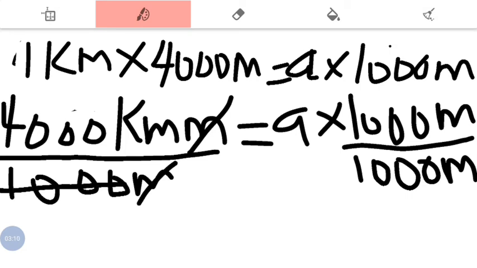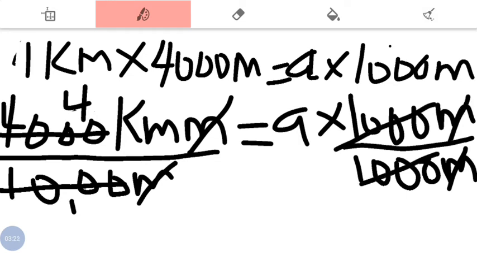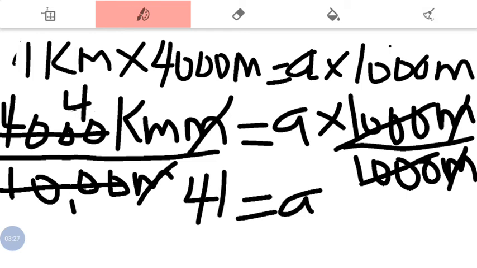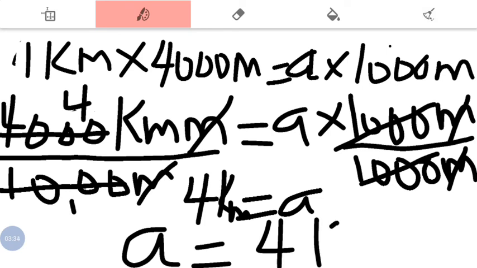1,000 in 1,000 you have 1, and your 1,000 in 4,000 you have 4. Here your meters cancel your meters, and your 1,000 cancels your 1,000. So we are left with 4 kilometers equals A. That is, A equals 4 kilometers. So that means when you convert your 4,000 meters to kilometers, you have 4 kilometers.